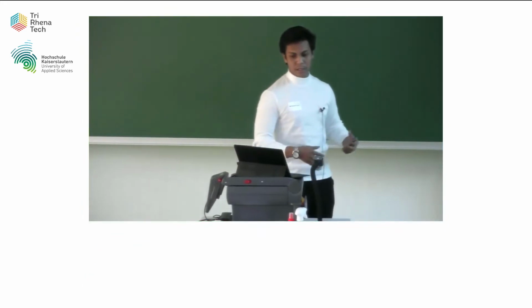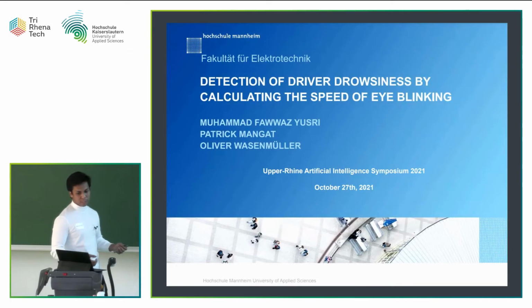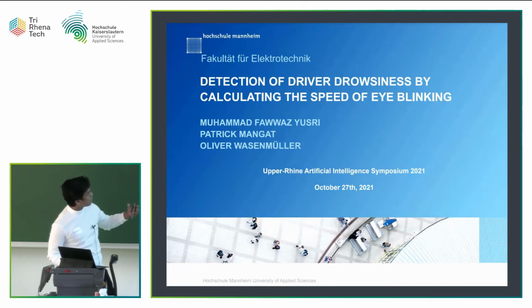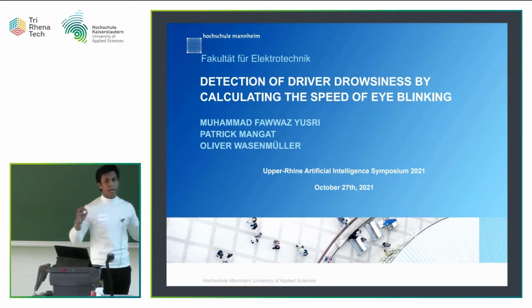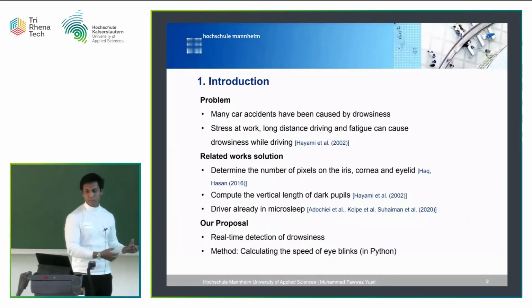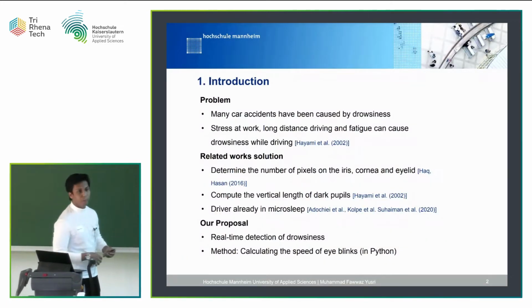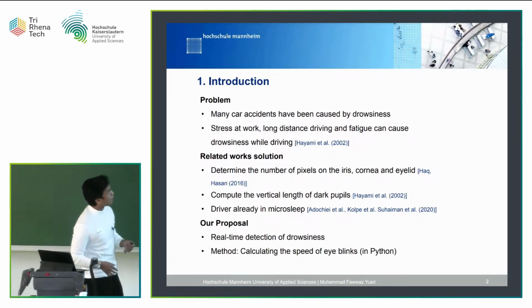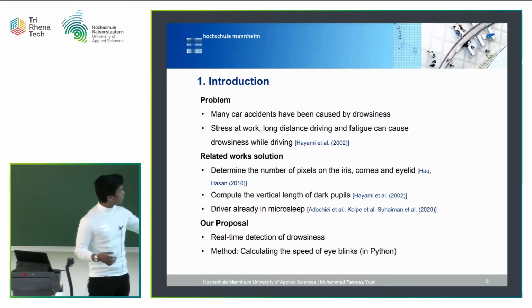So basically it's a simple project actually, because the title itself is detection of driver drowsiness by calculating the speed of the eye blinking. But this project is really practical in real life because, as you know, many car accidents were caused by drowsiness, and maybe because of stress at work, long distance driving, and etc.